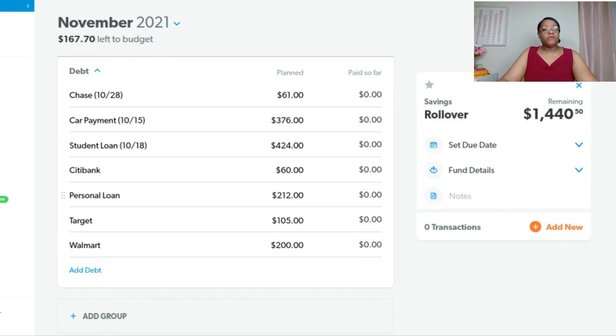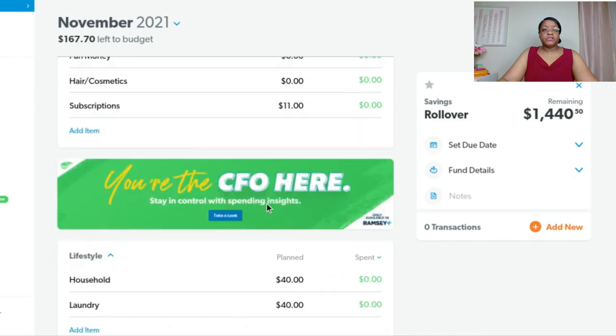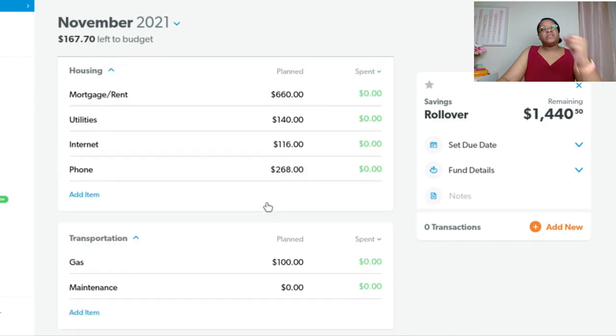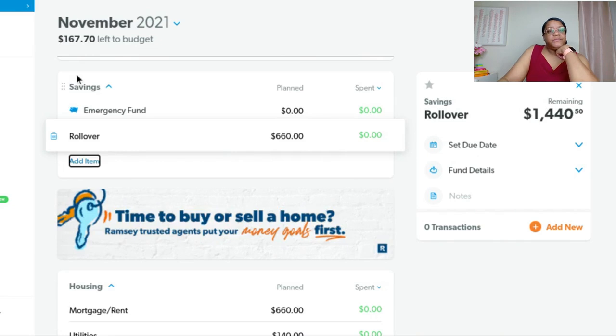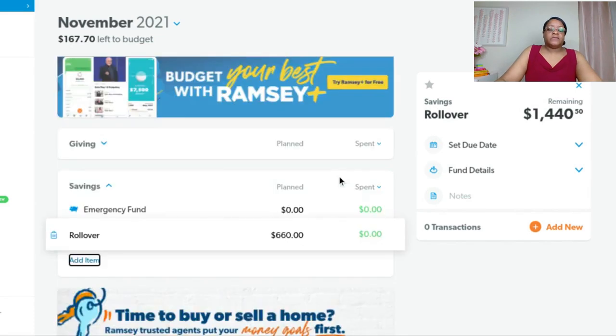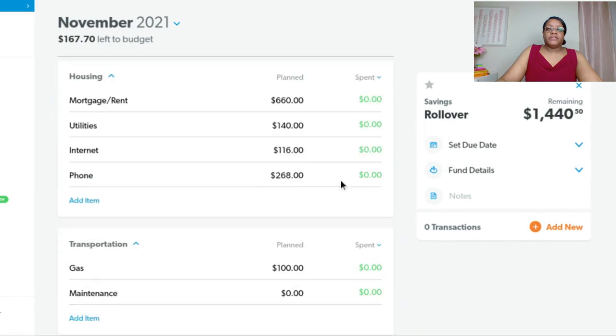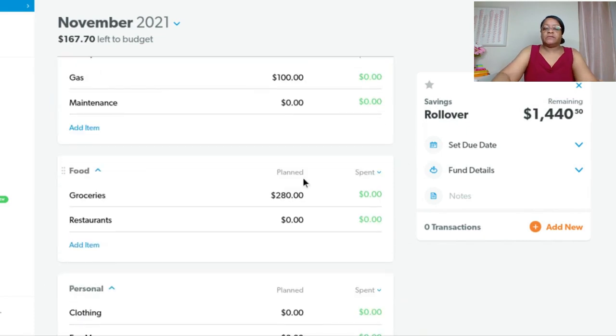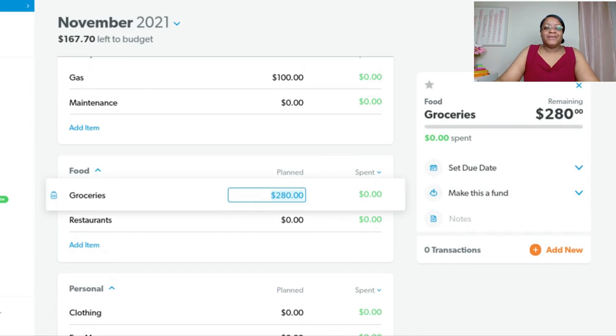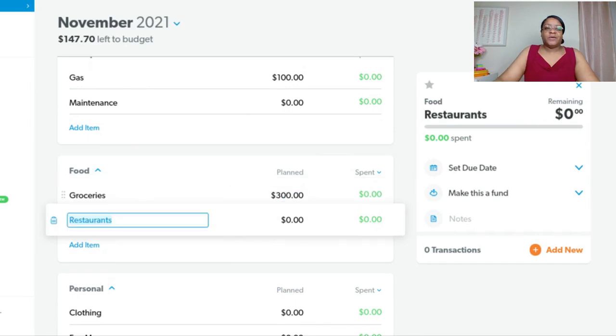Hopefully I didn't confuse y'all too much. But yeah, I could stick all of this into the rollover and just be done with it, or I could give myself a little bit more food money. So we'll do that. We'll give ourselves some more food money because, even though this isn't my grocery budget, it makes me nervous. So we're gonna up that to $300, so that way we have a little bit more food money.